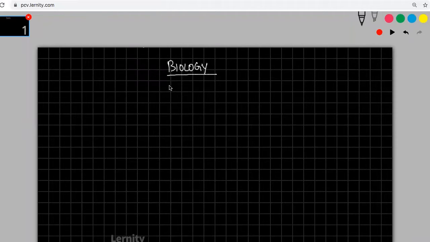So good morning all. We'll continue with this lesson that we were seeing, biological classification.